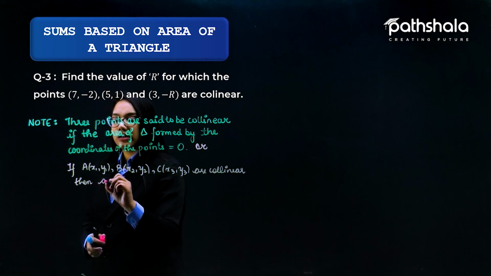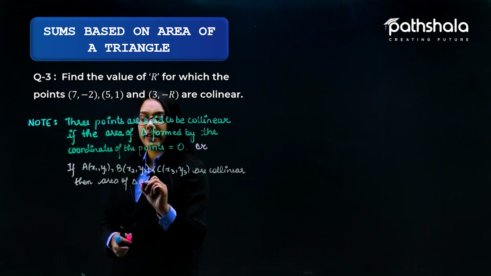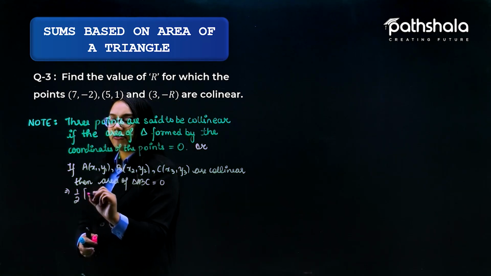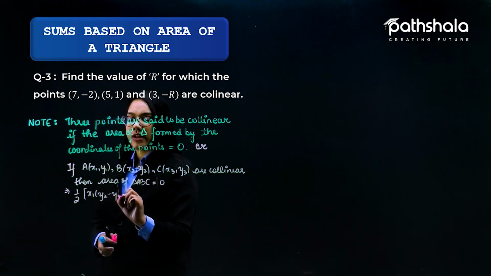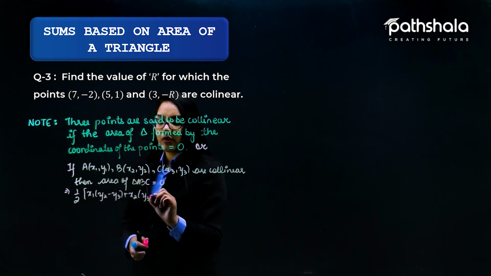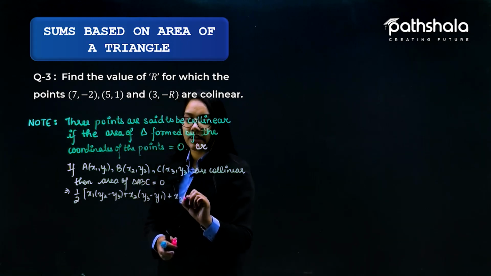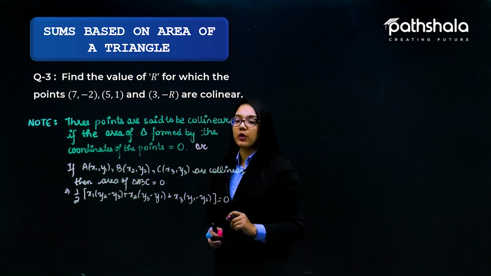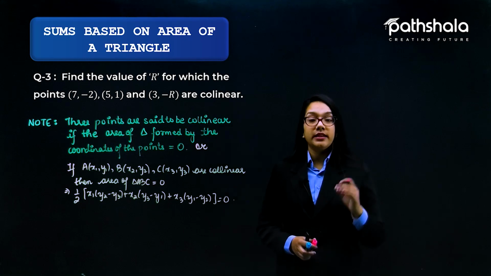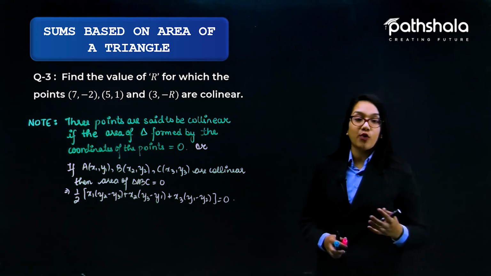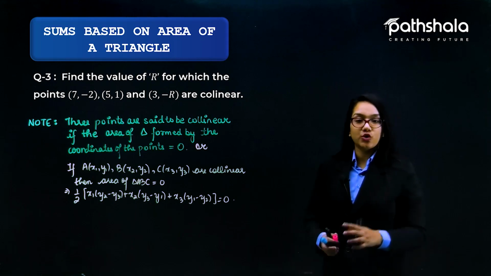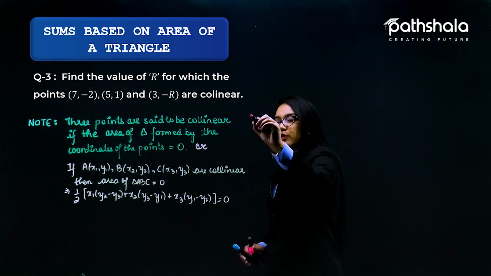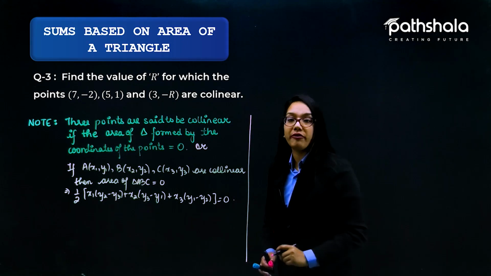then the area of triangle ABC is equal to 0, which implies half of x1 (y2 minus y3) plus x2 (y3 minus y1) plus x3 (y1 minus y2) is equal to 0. So always remember, whenever we are talking about the 3 points to be collinear, then the area of the triangle formed by the ABC coordinates should always be equal to 0. It means this particular formula is equal to 0. So we are using this particular formula to find out the value of r over here.